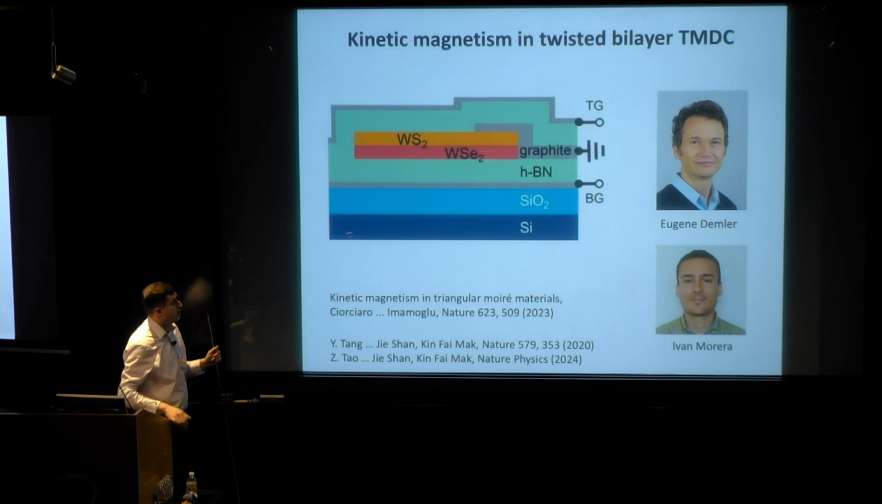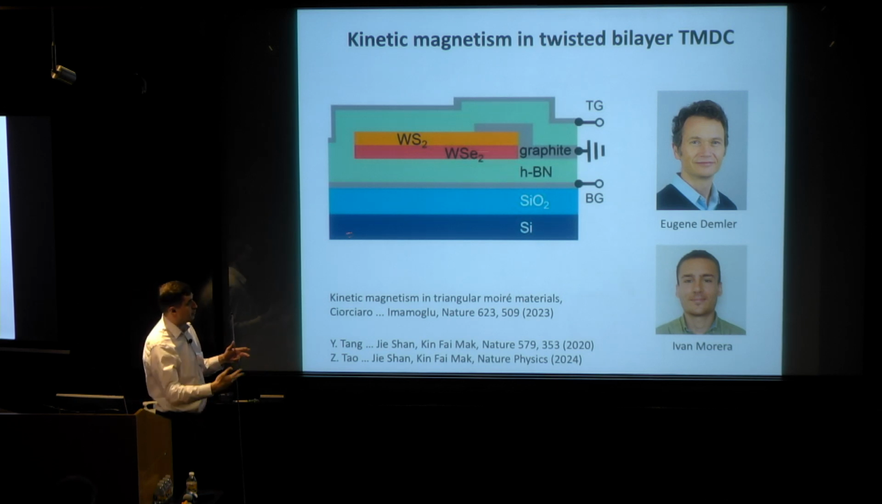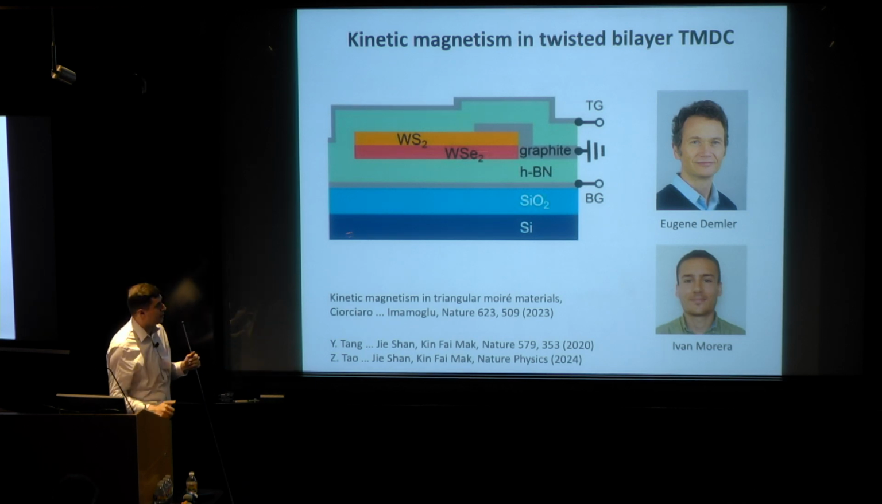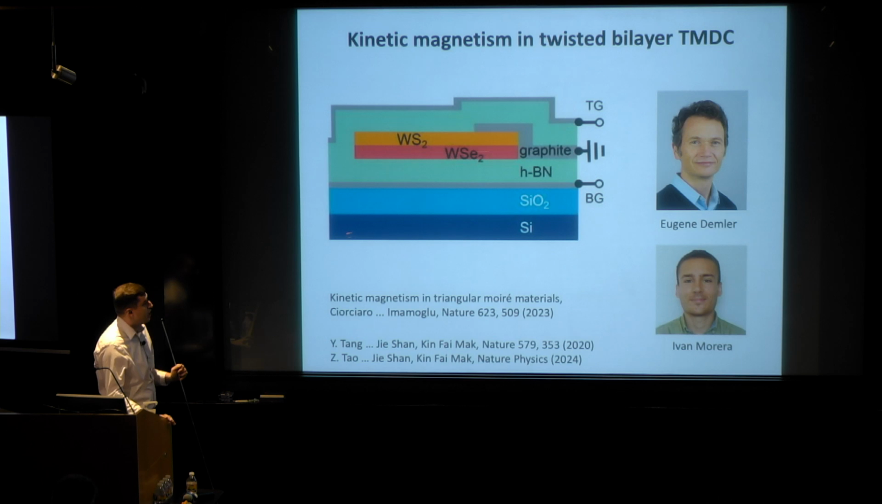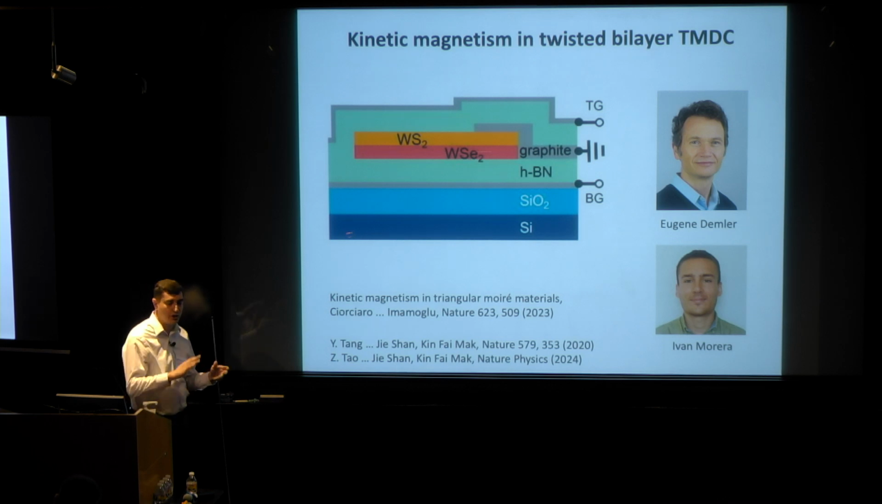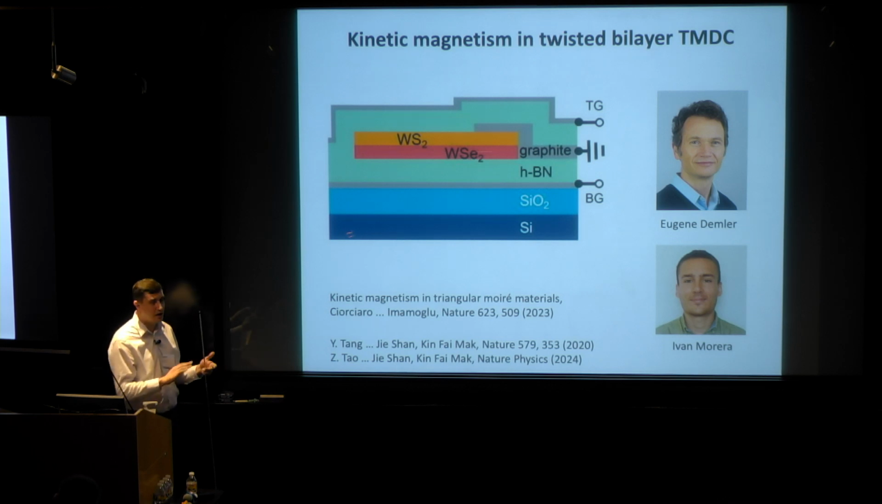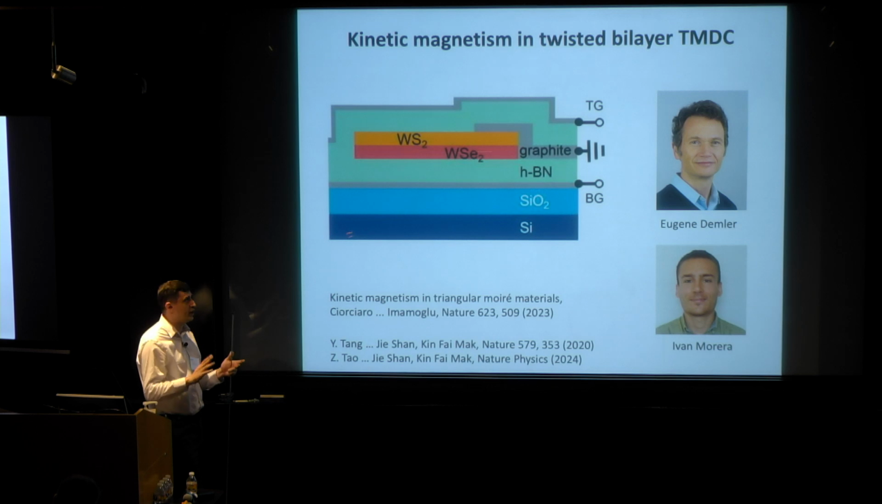And then the more interesting part, which started with the Moiré systems and then kind of moved to us through Eugene and his student Ivan, was the kinetic frustration that happens due to doping these systems. Eugene and Ivan were working with Ataç Imamoglu at ETH. And they were doing this experiment that Eugene described where they have these transition metal dichalcogenides, these 2D materials, which you can stack on top of each other and twist them relative to each other to get a Moiré pattern.